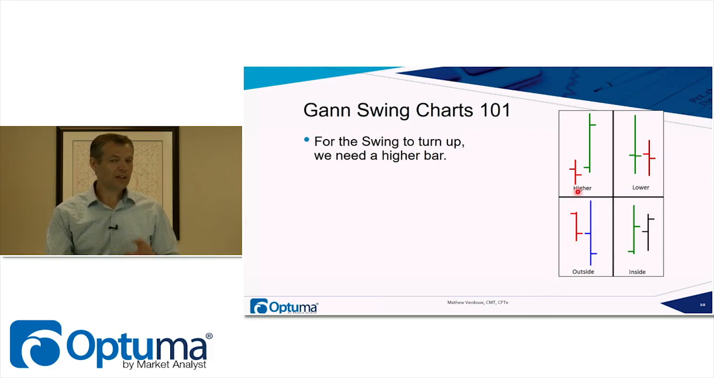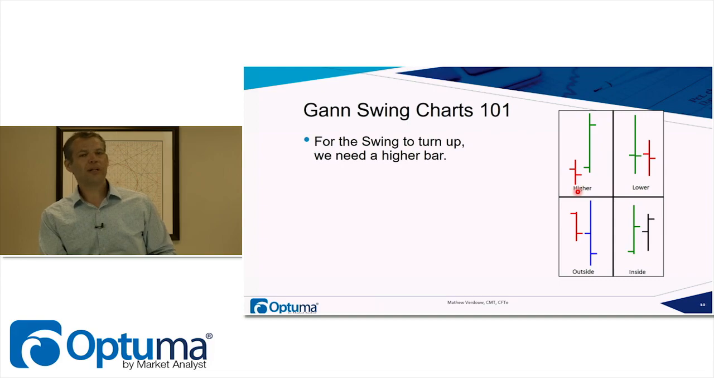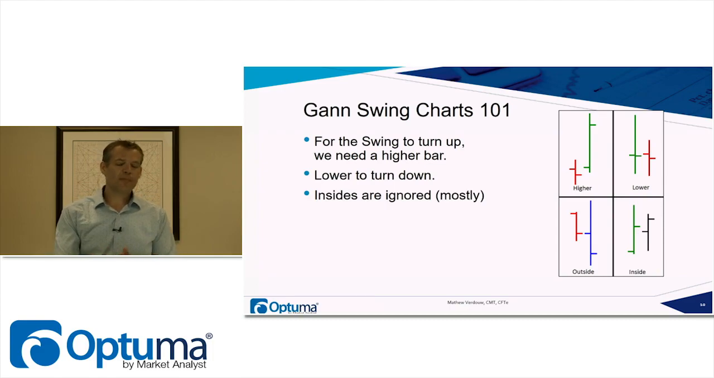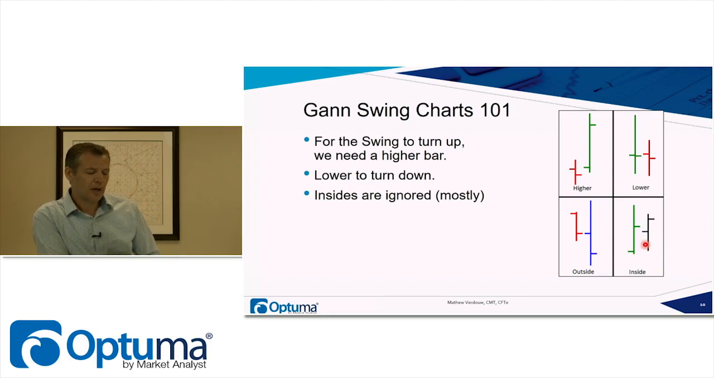So in the most simple one bar swing chart, the one higher bar is what will turn that swing chart up. And of course, a lower one will turn it down. Inside bars are ignored mostly. There are some cases, in a one bar swing chart, where they're completely ignored. In multiple bar swing charts, which we'll talk about in a moment, we can use an inside bar as part of the count, and I'll show you an example of that in a moment.